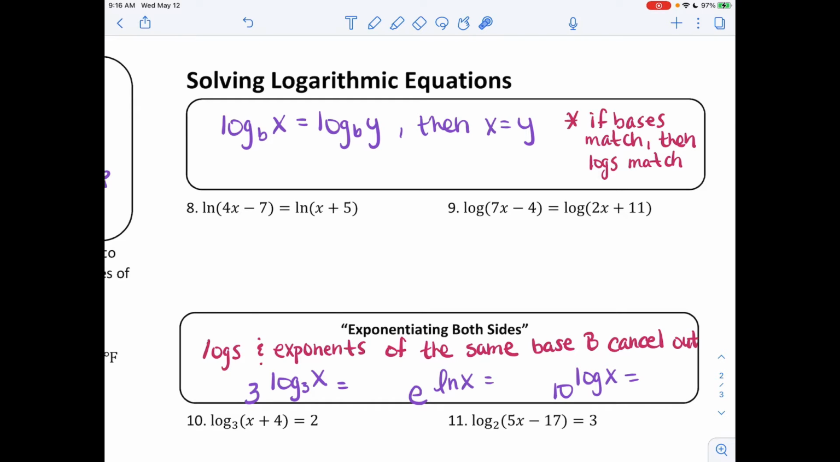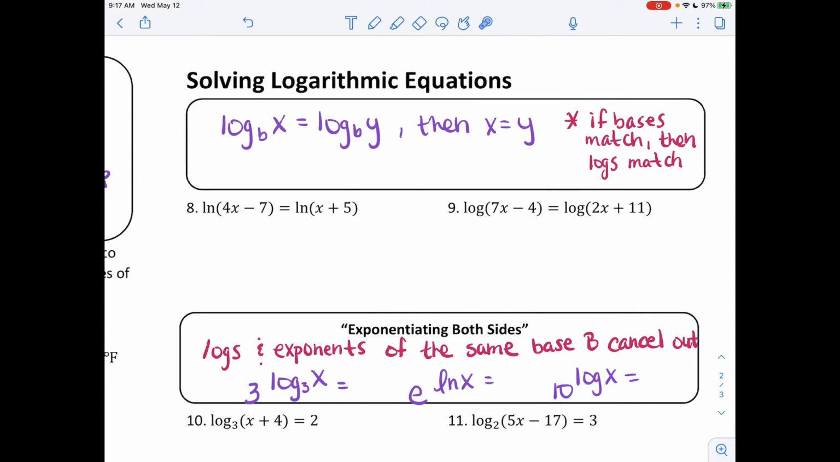Well, the equivalent thing here is that if we have a log with a base of b on one side, and we're taking the log base b of some number or combination of numbers and variables, we'll just call it x, and that's equal to a log with the same base of b of y, then the log base b's on both sides will cancel out, and we are left with x is equal to y. So if the bases match, then the logs must match. So let's take a look at a couple of examples here.